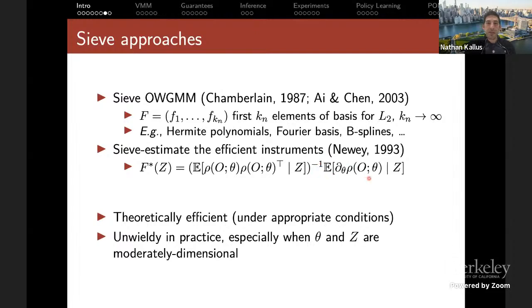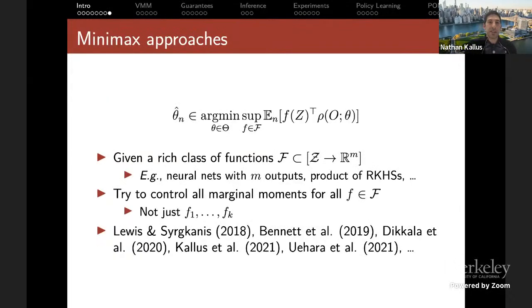If we have theta being moderately dimensional, the size of this vector could be big. If z is high dimensional or just moderately dimensional, this non-parametric regression is going to be really, really hard to do. Right? What we want to do is not use all this classical non-parametric statistics that's not so useful in moderate dimensions. We want to use something more machine learning like. So that has recently given rise to these minimax approaches for this problem. So the minimax approach would go something like this.